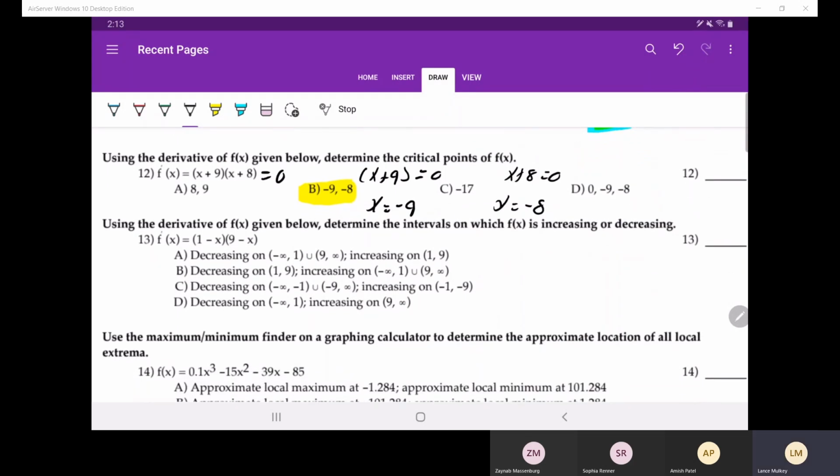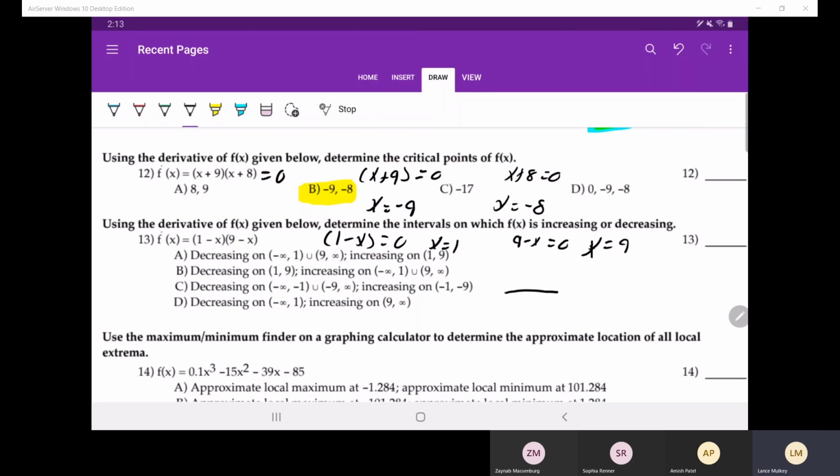Oh yeah, he did do the first derivative test. That's cool. So what we're gonna do, we're gonna do the same thing right here. So x equals 1, x equals 9. So you have your coordinates.